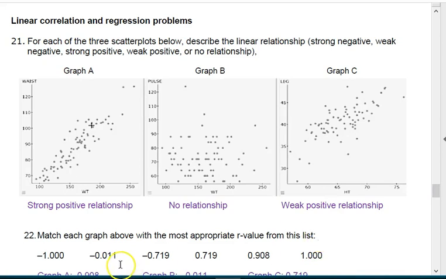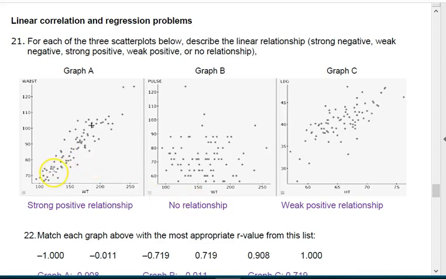Now in the next problem, we want to match each of these 3 graphs with one of these R values. Remember, if we have something that's going up from left to right, that's going to have a positive R value. If it's going down from left to right, then it's going to have a negative R value. And if it's something like this one where there's no real pattern at all, then the R value is going to be very close to 0.